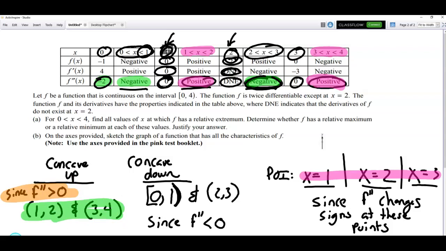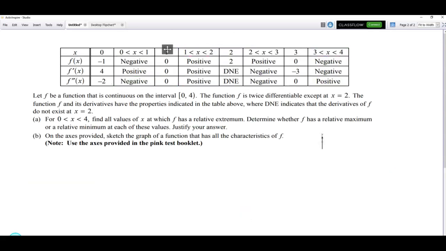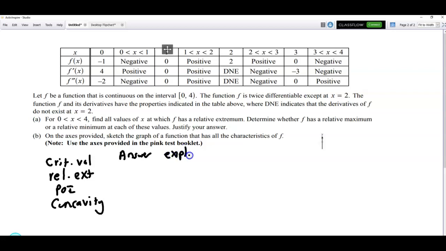1 point for the answer, 1 point for explanation, and once again, you guys are going to be asked on your quiz to find a few different things. Critical values, relative extrema, points of inflection, and concavity. All of them you get 1 point for an answer and 1 point for an explanation. So regardless of which one, you get 1 point for your answer and 1 point for your explanation. That's how they all work.